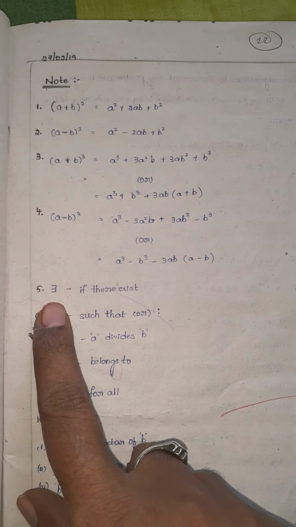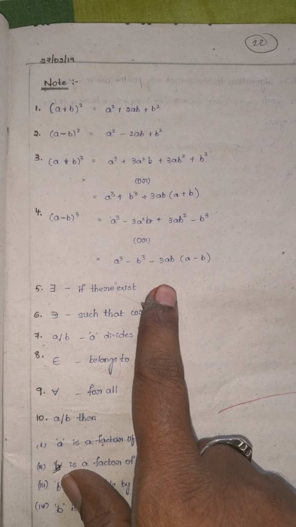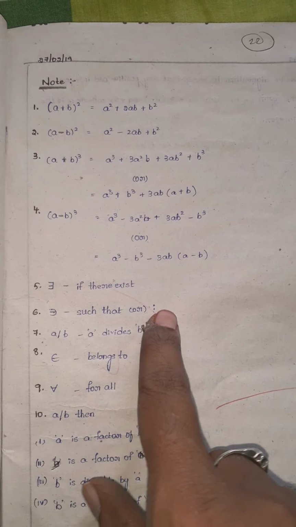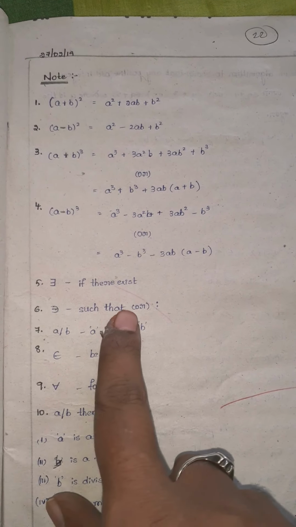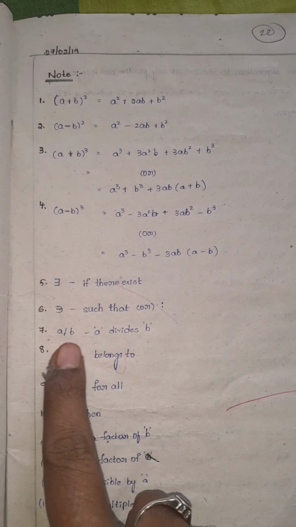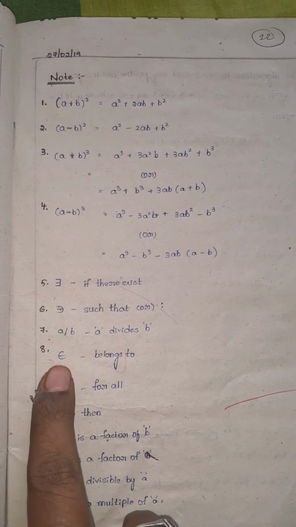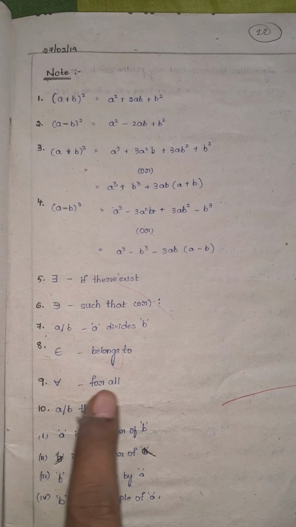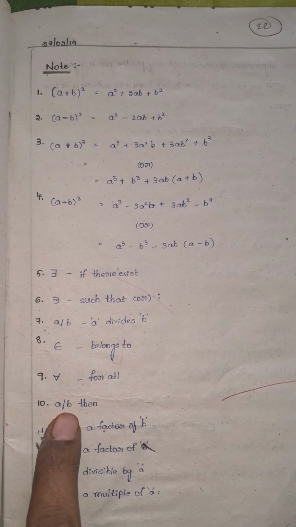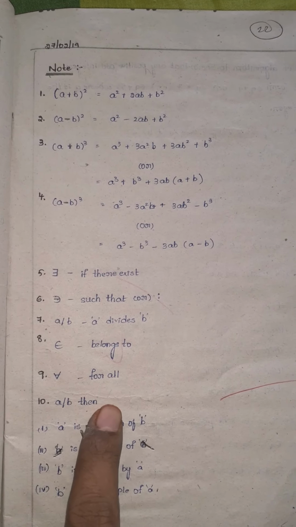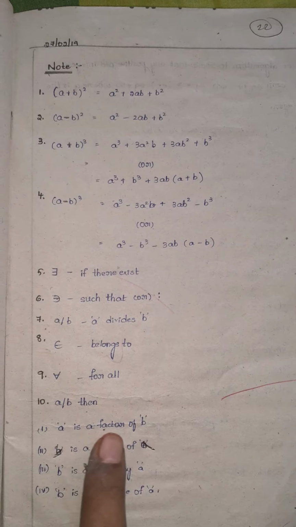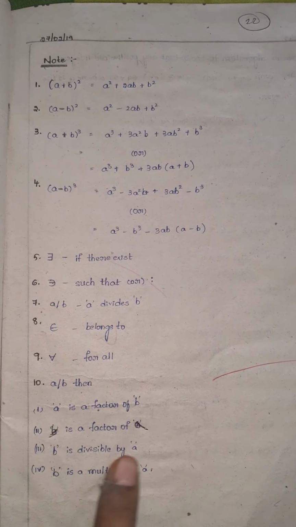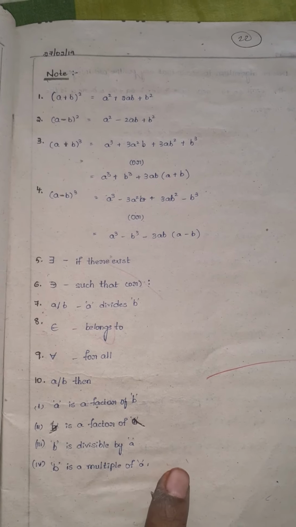So this symbol indicates "there exists", important for objective. This symbol indicates "such that", or this colon also indicates such that only. So a | b means a divides b. This symbol indicates belongs to. This symbol indicates for all. So we have some conditions. a divides b means a is a factor of b, otherwise b is a factor of a, b is divisible by a, b is a multiple of a.